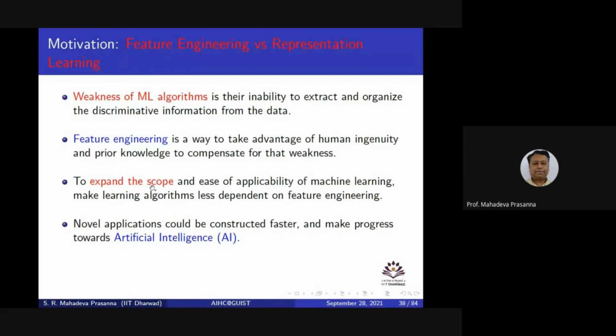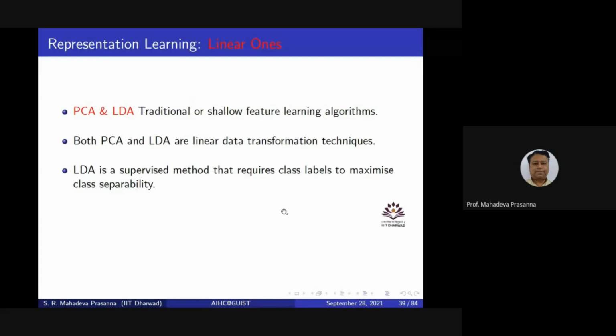That expands the scope and easy applicability of machine learning. Making learning algorithms less dependent on feature engineering, which we can achieve using deep learning, will enable us to apply AI and deep learning to newer areas. Otherwise, feature engineering, since it requires domain knowledge, is a stumbling block for the spread of the technology into different areas. Of course, with representation learning, you give raw data and models learn representations. Is it anything unique?